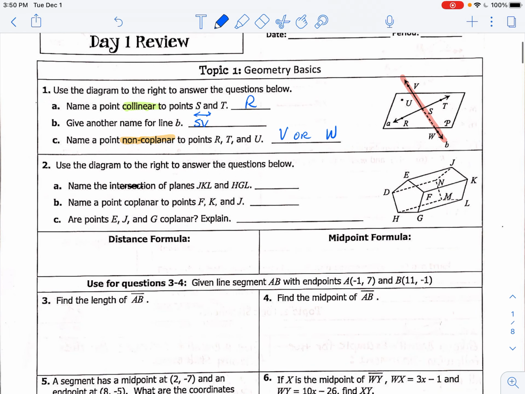Number 2, use the diagram to the right to answer the questions. Name the intersection of planes JKL. So I'm looking at JKL. That's going to be this plane. That is the pentagon at the back of this diagram here.